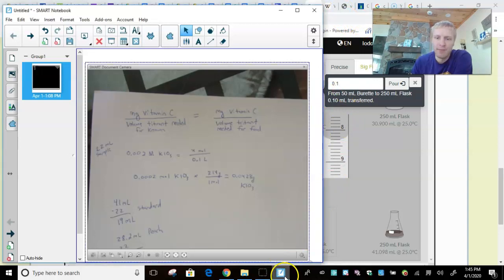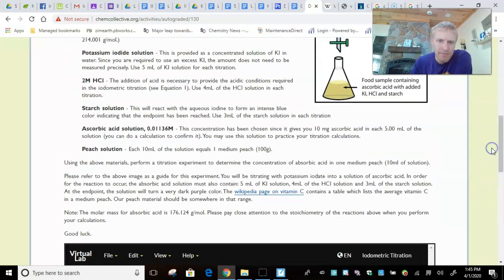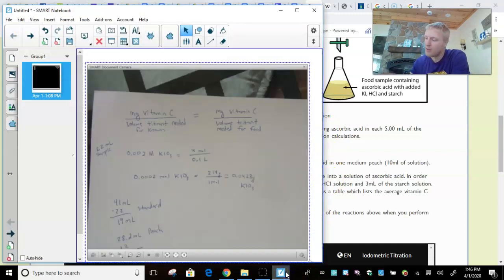Then the solution equals peach, 10 milliliters. Okay, here it is. 10 milligrams of ascorbic acid in each 5 milliliter solution. Remember, we did 10 milliliters. So that's two sets of 5, so also known as two sets of 10 milligrams. That's 20. All right, so I'm going to write 20 milligrams. For every volume titrant needed, we said 19 milliliters. And if you want to be in liters, that's fine, but then you got to be in liters on the other side. Peaches to peaches.